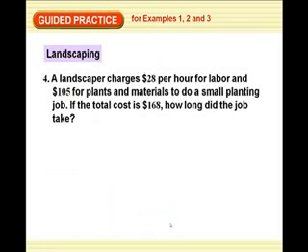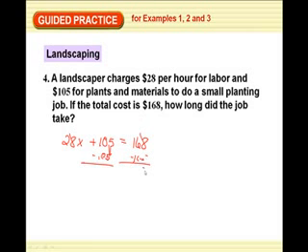A landscaper charges $28 per hour for labor and $105 for plants and materials to do a small planting job. The total cost is $168. How long did the job take? So it's kind of like the mechanic one. $28 per hour, we don't know how many hours, plus $105 for the plants, but the total cost of the job was $168. So minus 105 from this side. Pen doesn't want to write. Minus 105. That'll be 63 equals 28x.